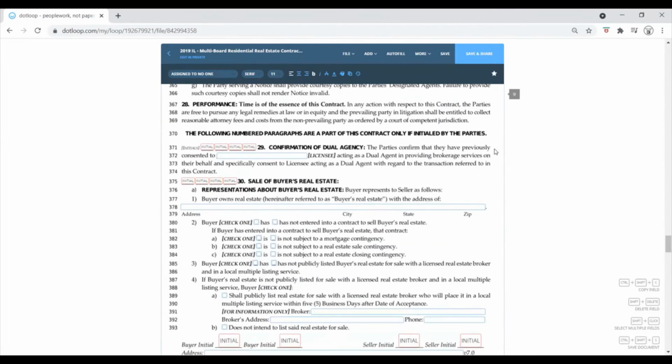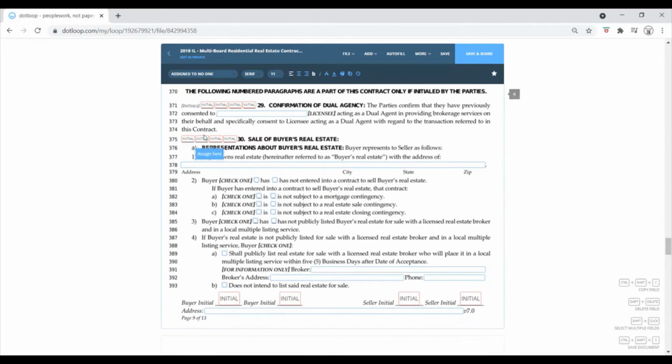Keep scrolling. Now, under 370, the following numbered paragraphs are a part of this contract only if initialed by the parties. So you don't have to initial these if they aren't in use. Dual agency with KL will never be initialed.